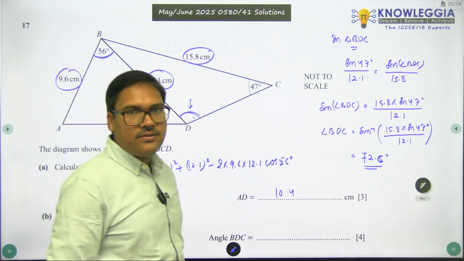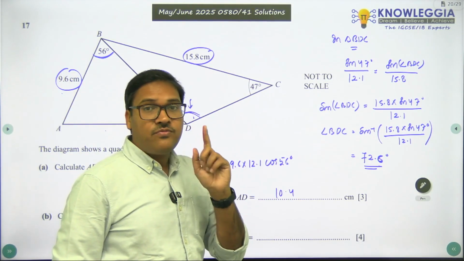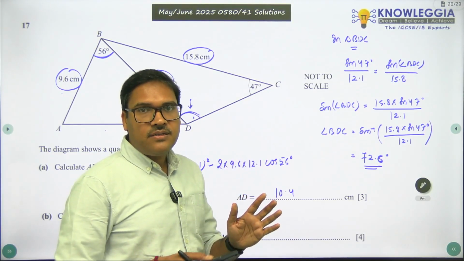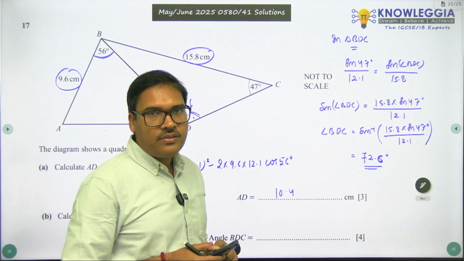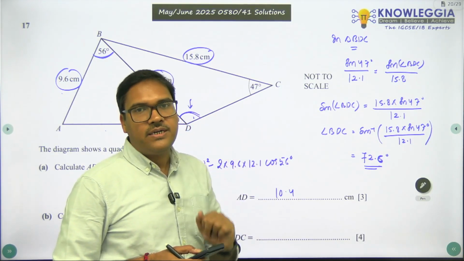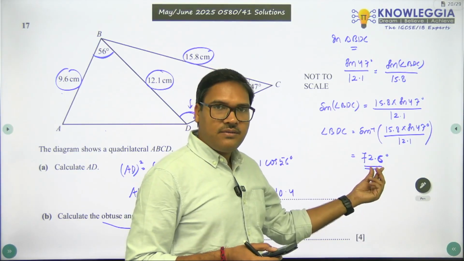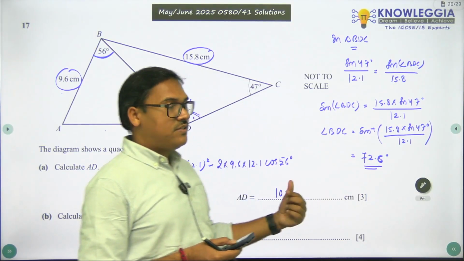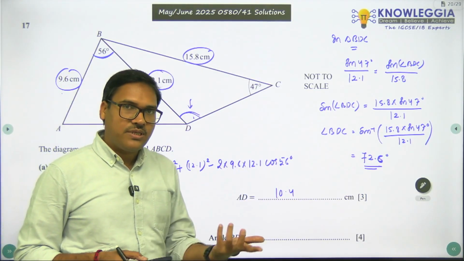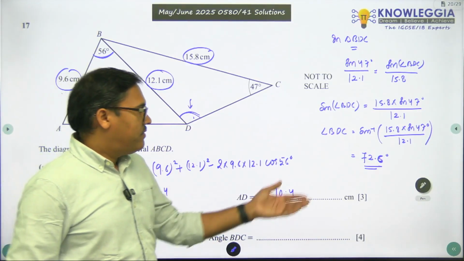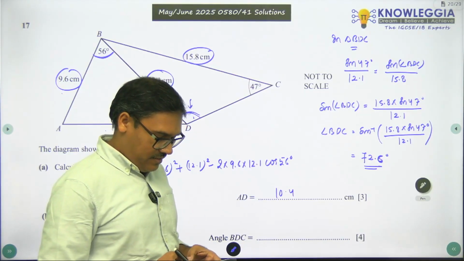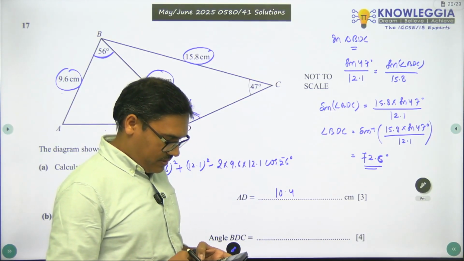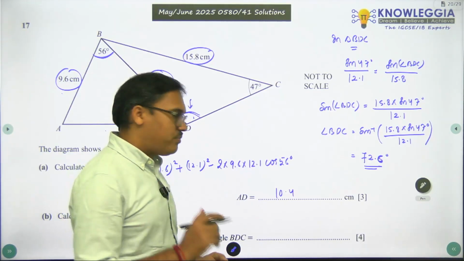But this is an acute angle. So what is the other angle? We know that the sine values of supplementary angles are the same, that is, they add up to 180 degrees. So this angle is one answer, but this is not the answer for our case, because they're asking you to write the obtuse angle. So we will subtract this from 180. This is 180 minus 72.6, which is equal to 107.4.